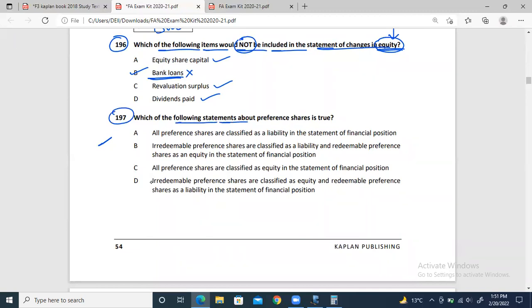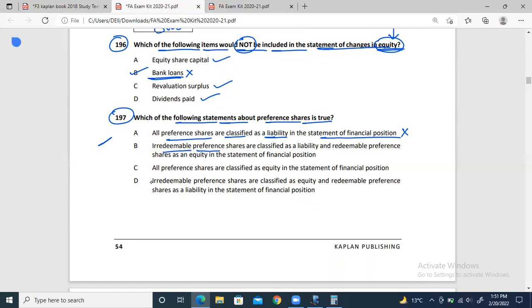Now 197, this is the last question. Which of the following statements about preference shares is true? Let's see. All preference shares are classified as liability in the statement of financial position? No, absolutely wrong, because only redeemable preference shares are treated as liability. The irredeemable are treated as equity. Remember, right? Now let's look at option B.